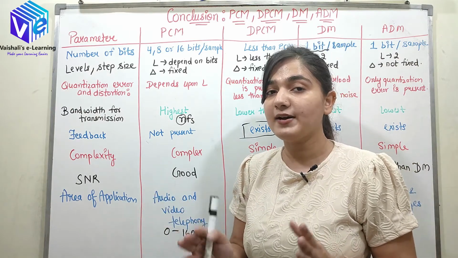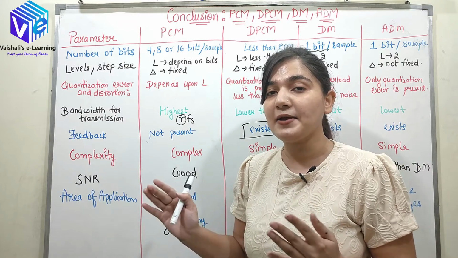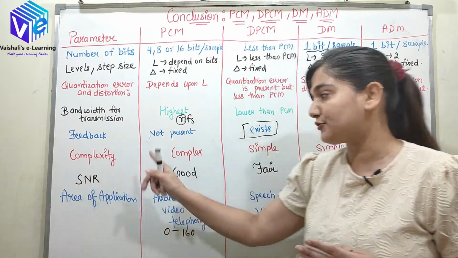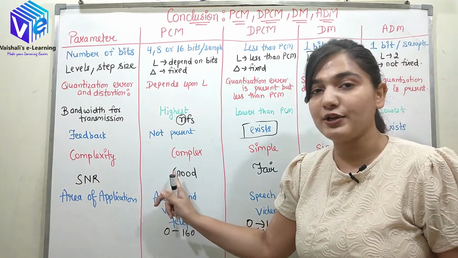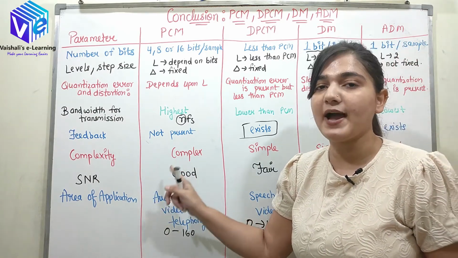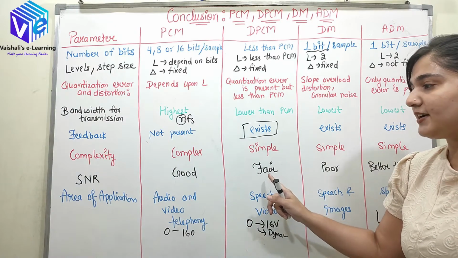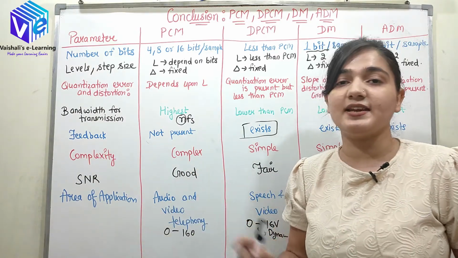I hope you remember, when SNR is high, which means signal power is high, so it is good, which means the signal is good here. It is less affected by noise. Here it is more affected by noise as compared to PCM.